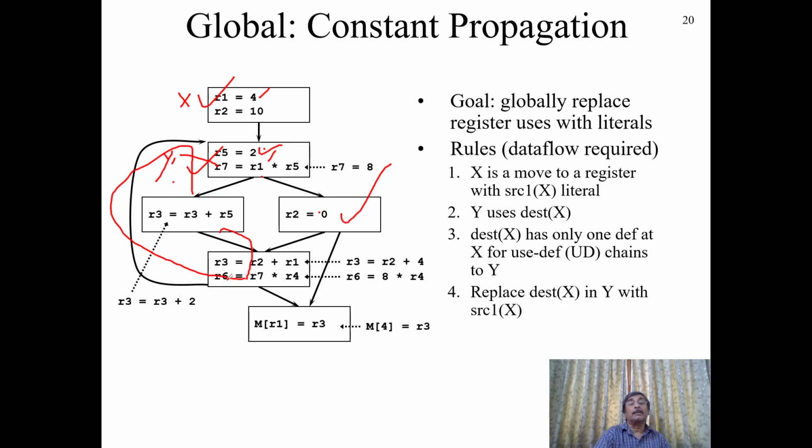Right? Similarly, R6 is R7 into R4. What is R7? R7 is 8. R7 is not used anywhere else, so R7 remains 8 here, into R4. And now, if it is 8 into R4, you know that we can again reduce its strength by left shift by 3.